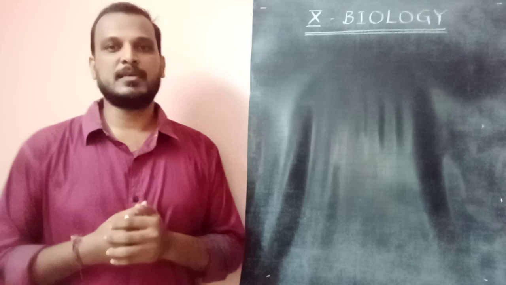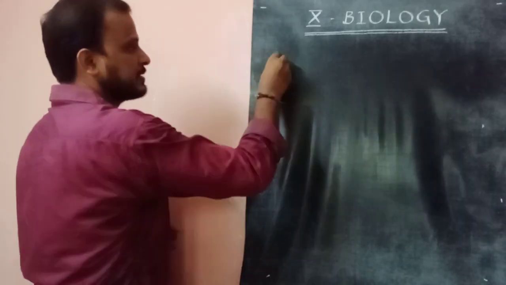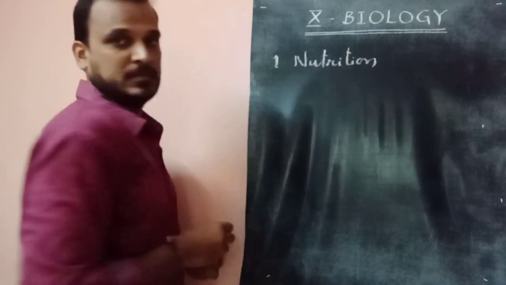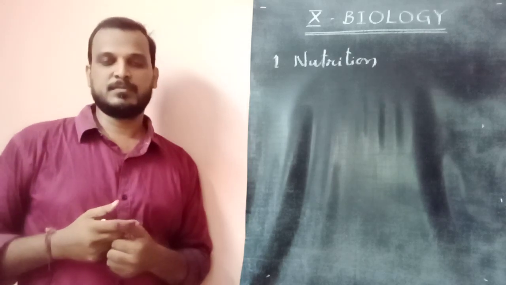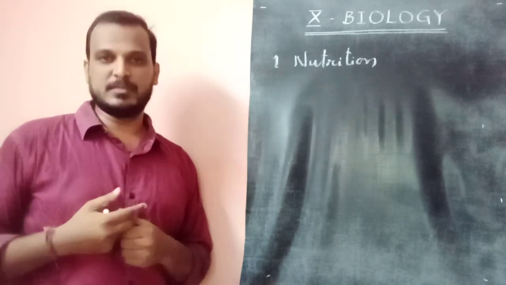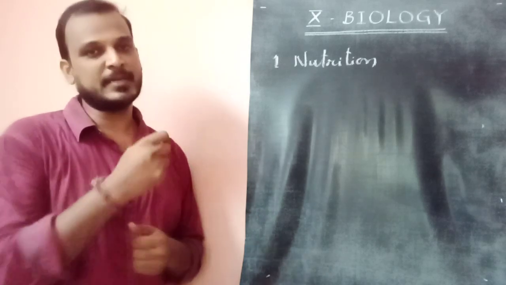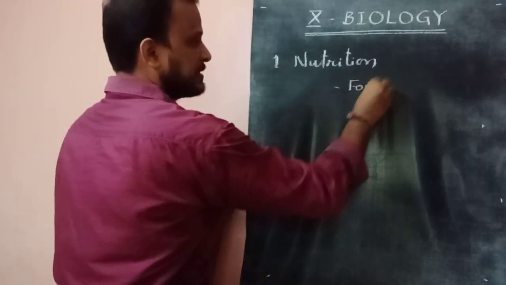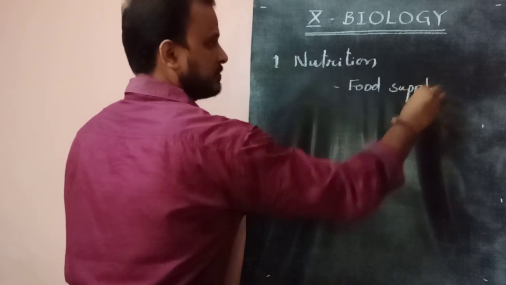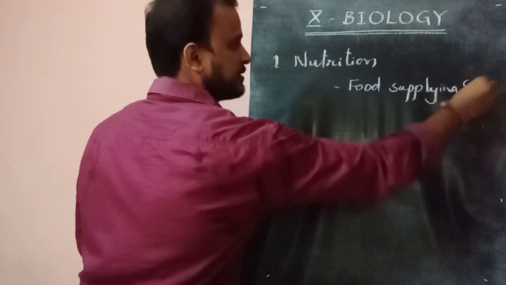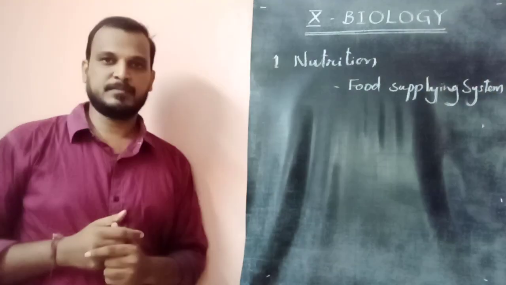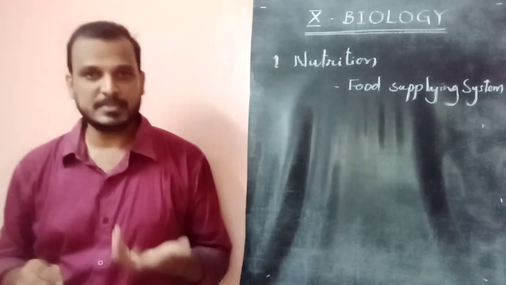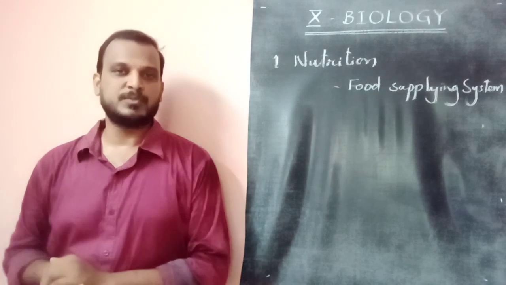The first one is called nutrition. The first chapter tells us about nutrition. The word nutrition is very well known to you, and to know more about its meaning, we have got a tagline or a subtitle for this, which is called food supplying system. It is a system, dear children. System means which includes many things is called a system. So nutrition is also a system which supplies food to us.